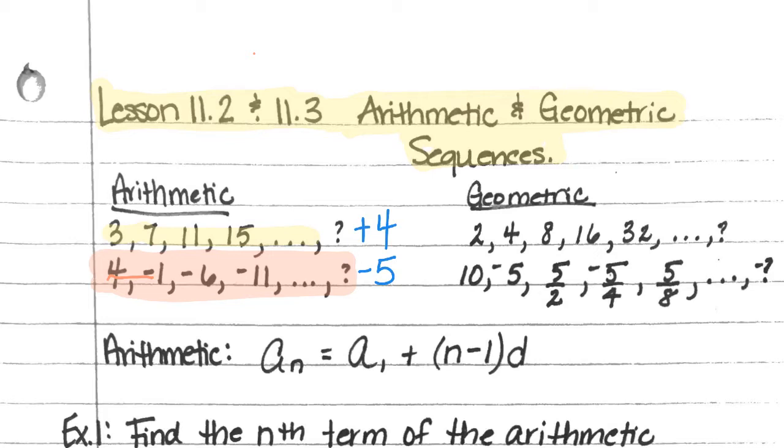All right, what if we have 2, 4, 8, 16, 32? You will notice that these are being multiplied by 2. And then if we have 10, -5, 5/2, -5/4, we never call it dividing. We're going to say that we are multiplying by -1/2, because we're dividing everything through by 2.